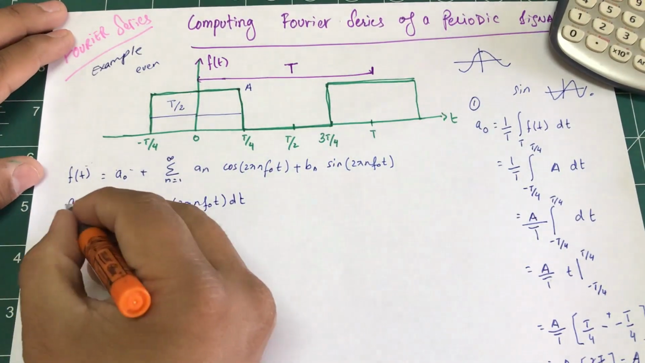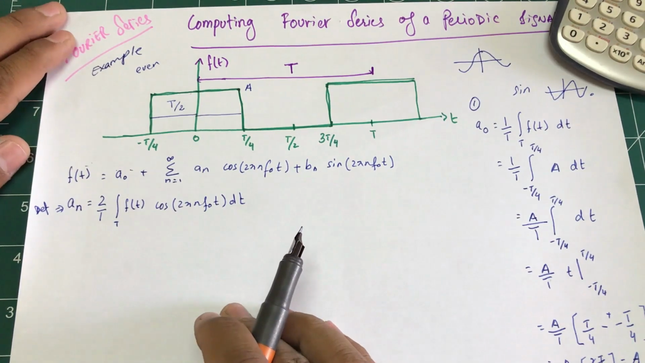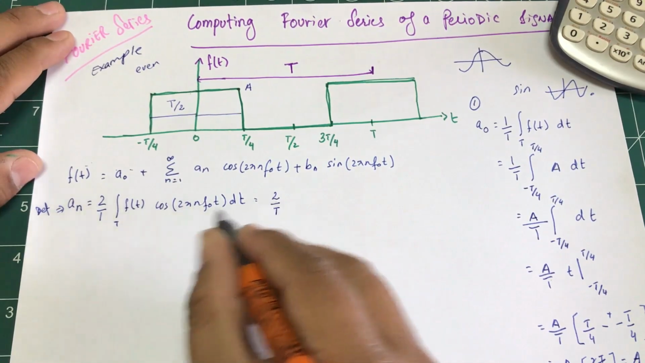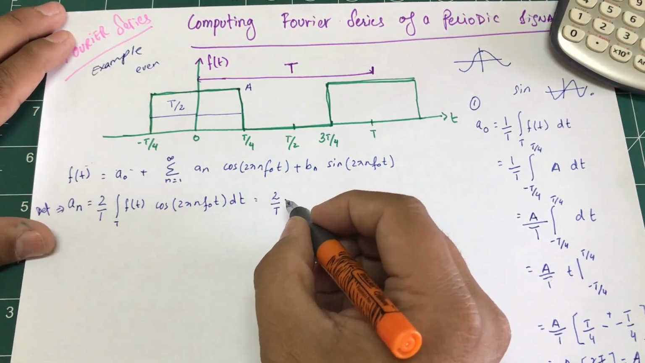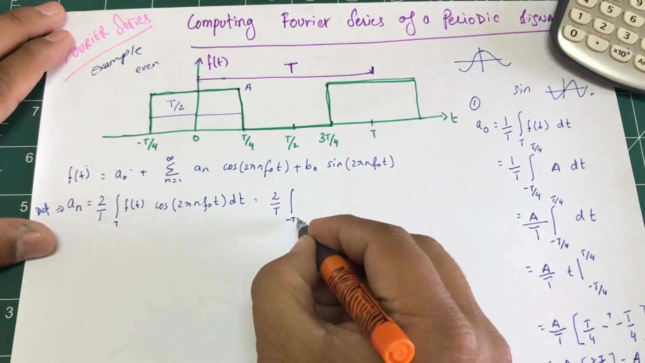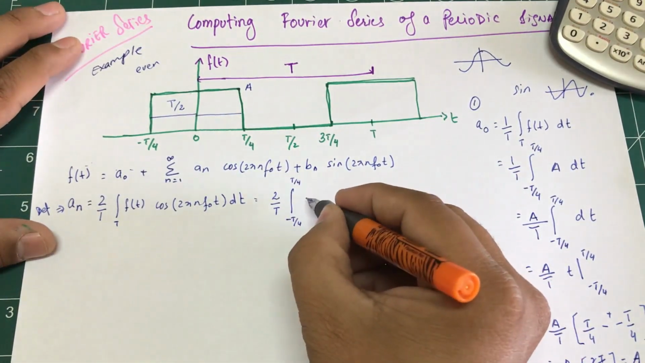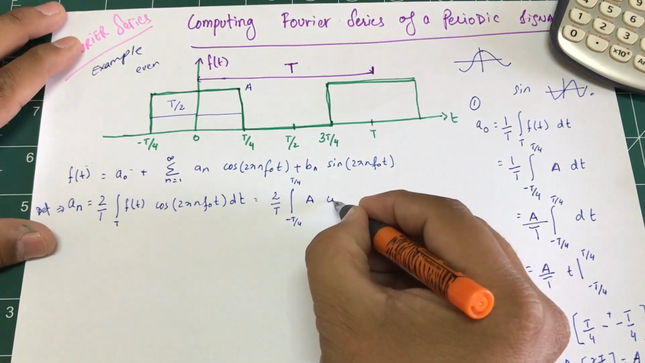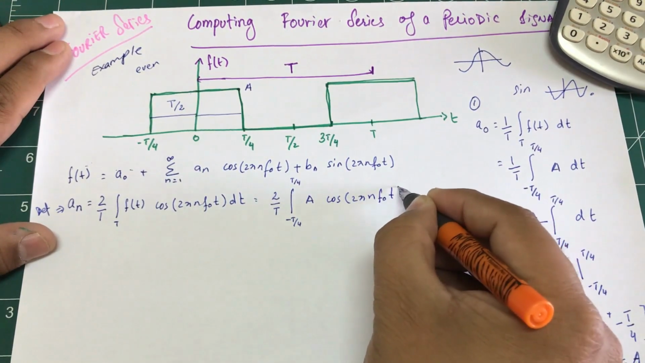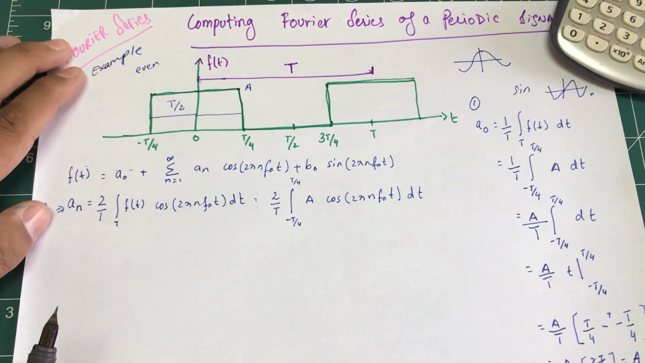This is just a definition, or you can say a formula. So I'm going to take my signal, with the factor 2 over T. Now I'm plugging in the actual value. I have a period from negative T over 4 all the way up to T over 4. My signal f of t is A, and this is A cosine 2 pi n f0 t dt. All right, so far so good.